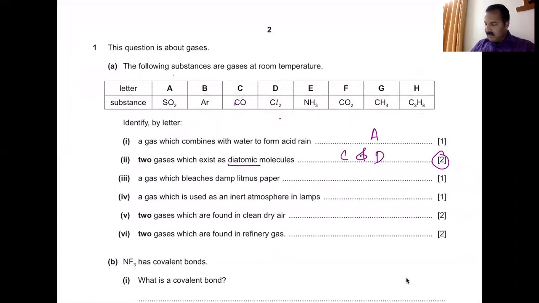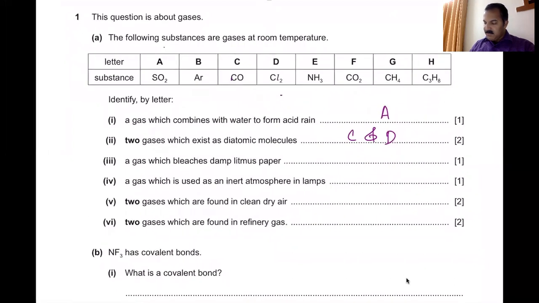Okay, after that, the next question is, a gas which bleaches damp litmus paper. Whenever we talk about chlorine, halogens, we discuss that they have bleaching power, they are bleaching agents because of their oxidizing action. Chlorine matches very well, and bromine or iodine also would be a good choice, but here it's chlorine, so your answer should be D.